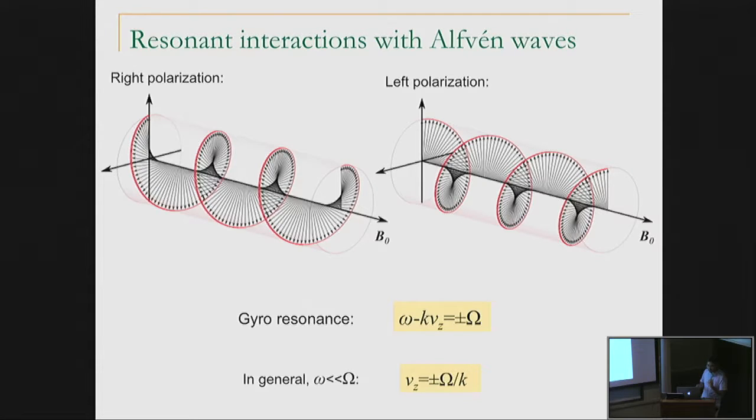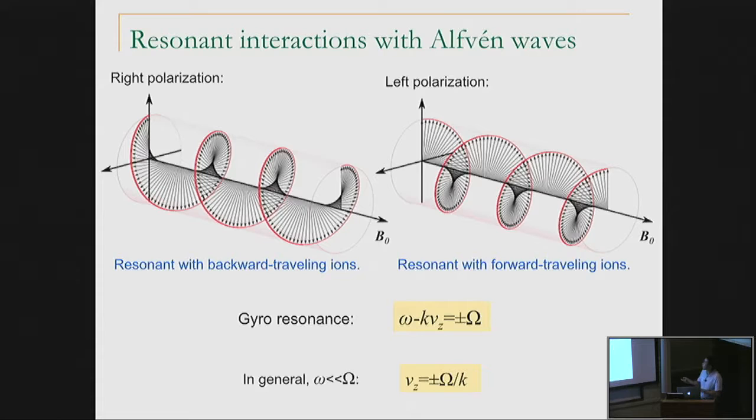This means that when particles gyrate around the magnetic field for one orbit, they also travel one wavelength along this wave, because cosmic rays essentially move at the speed of light. So if you are a cosmic ray, you basically see this wave, which travels at the Alfvén speed, as basically not moving, because c is much larger than V_A. And so you can have forward traveling cosmic rays, and those particles are resonant with left polarized Alfvén waves. You can also have backward traveling particles, and they are resonant with the right polarized Alfvén waves.